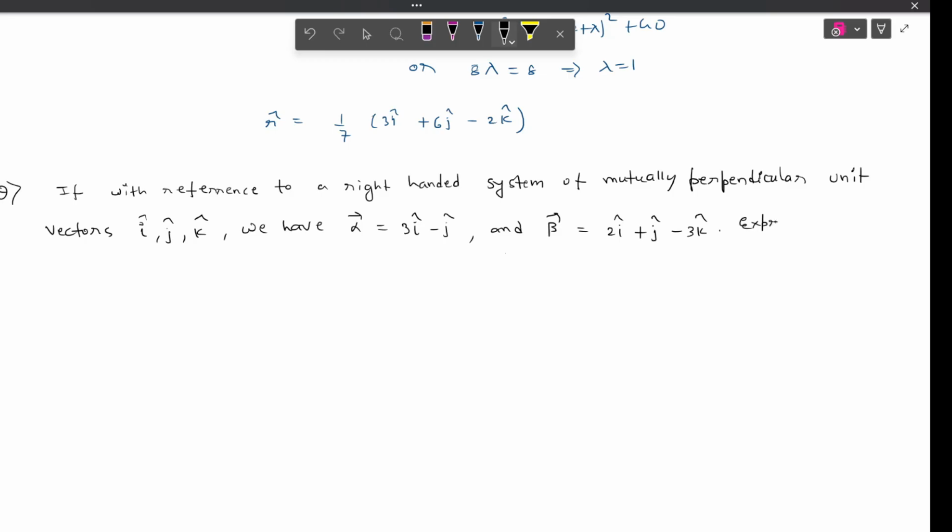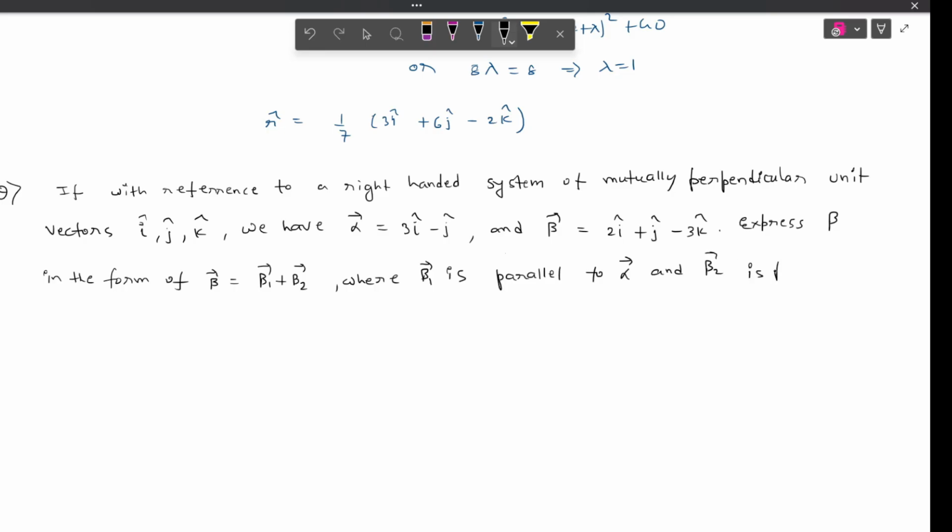Express beta in the form of beta vector equals beta 1 vector plus beta 2 vector, where beta 1 vector is parallel to alpha vector and beta 2 vector is perpendicular to alpha vector. So let's see the solution of this question.